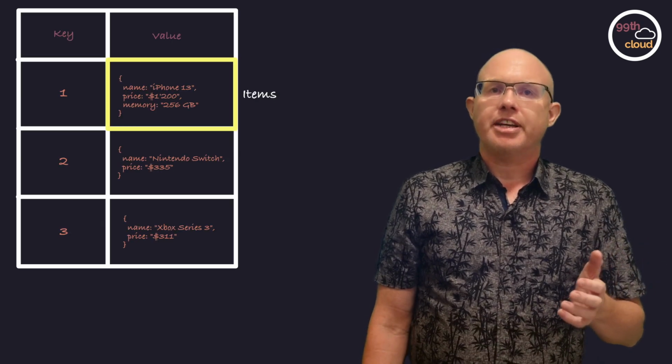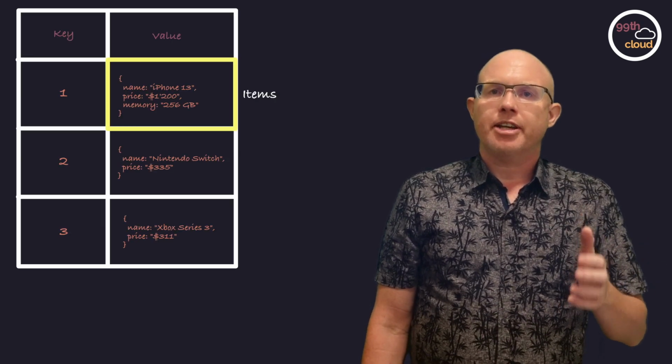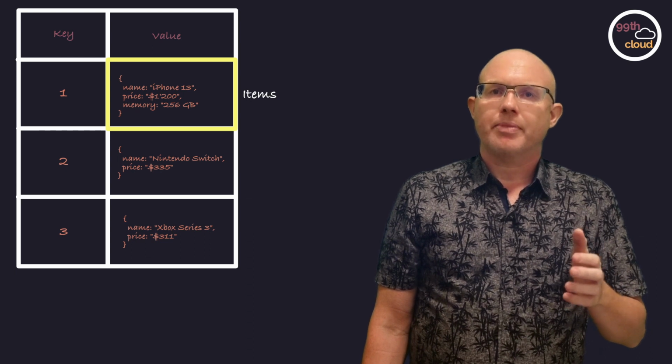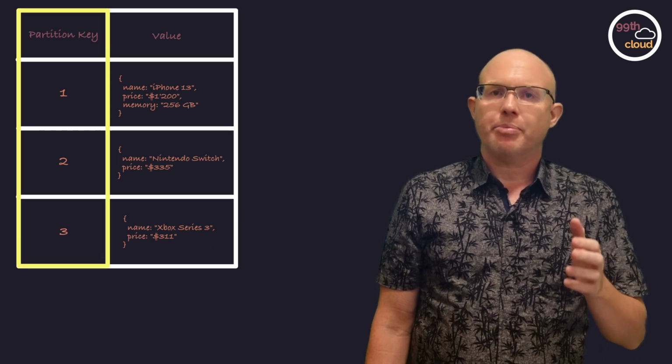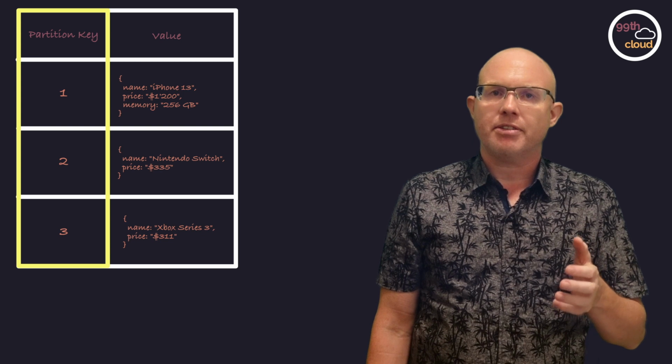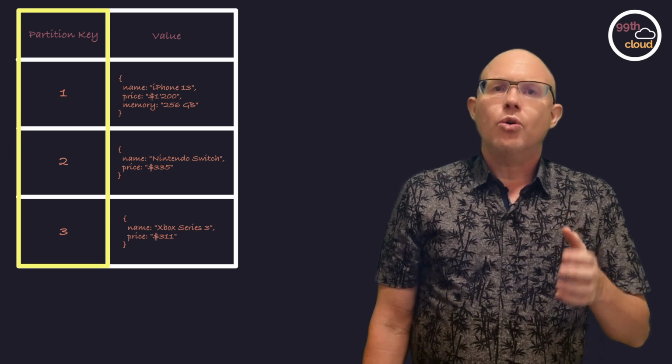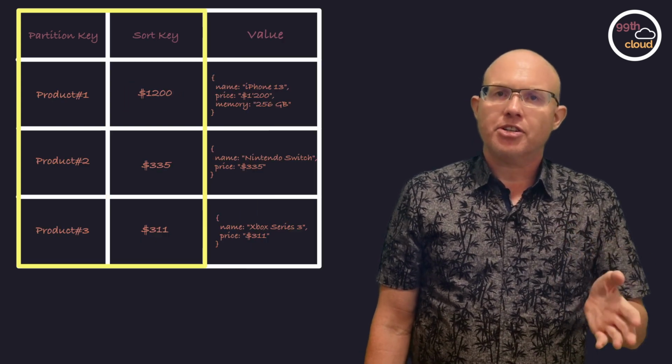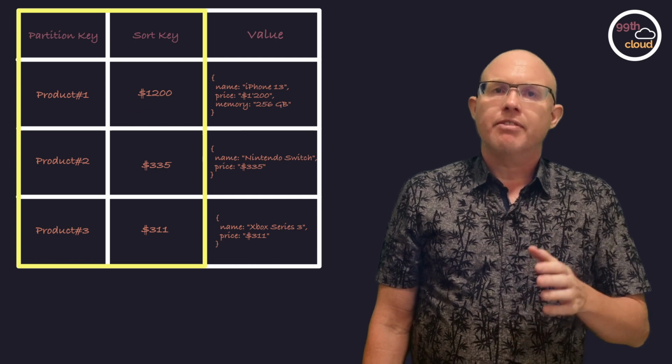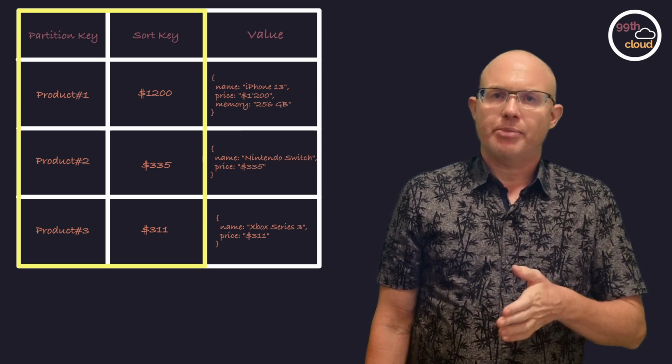DynamoDB consists of tables. The records in a table are called items. Items can be retrieved by a partition key, which is equivalent to a primary key, or a combination of a partition and sort key, which is called a composite primary key.